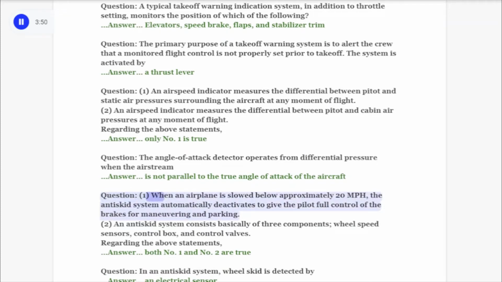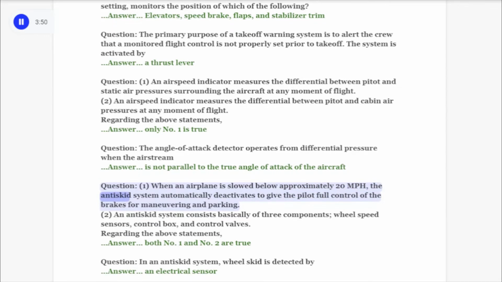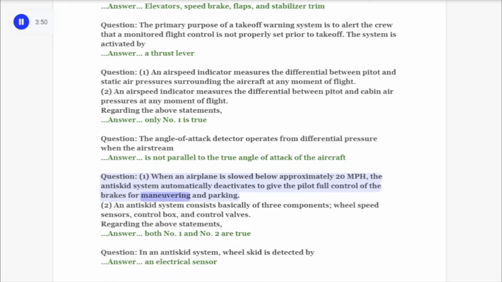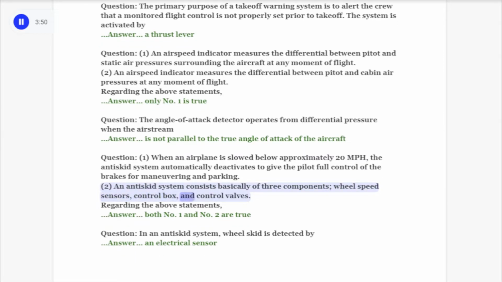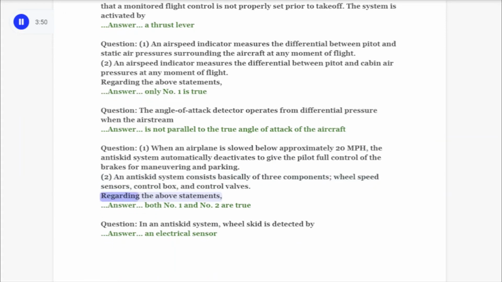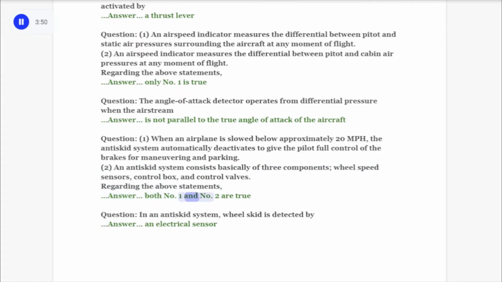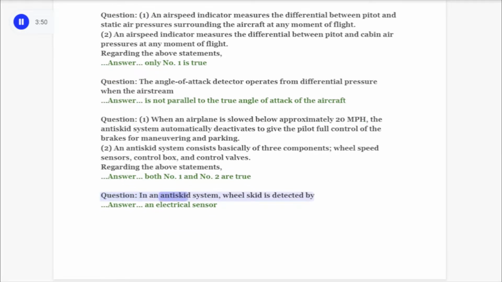Question: 1. When an airplane is slowed below approximately 20 miles per hour, the anti-skid system automatically deactivates to give the pilot full control of the brakes for maneuvering and parking. 2. An anti-skid system consists basically of 3 components: wheel speed sensors, control box, and control valves. Regarding the above statements. Answer: both number 1 and number 2 are true.